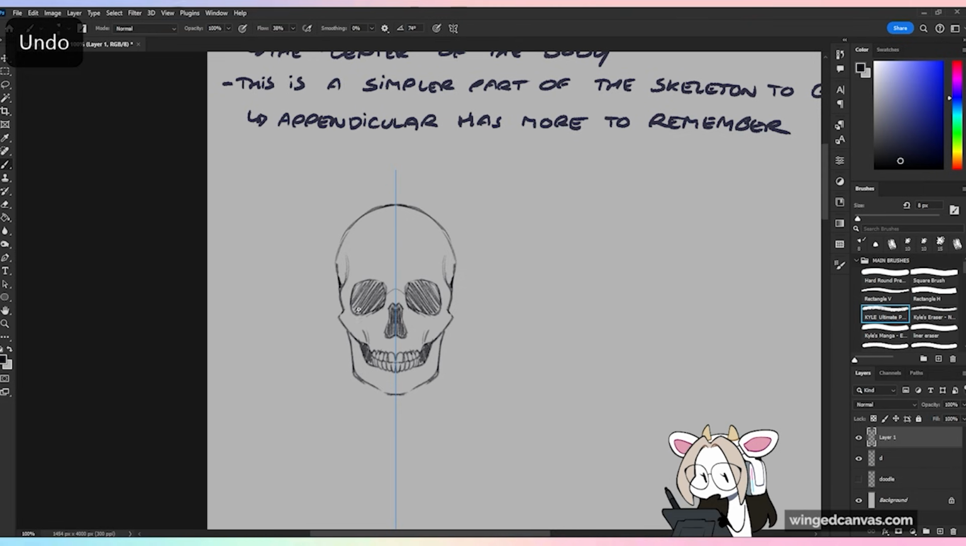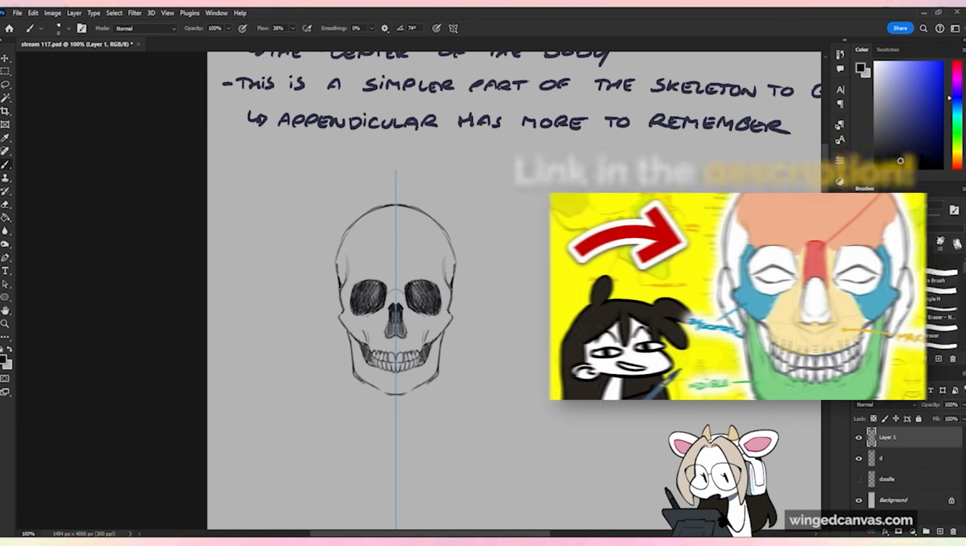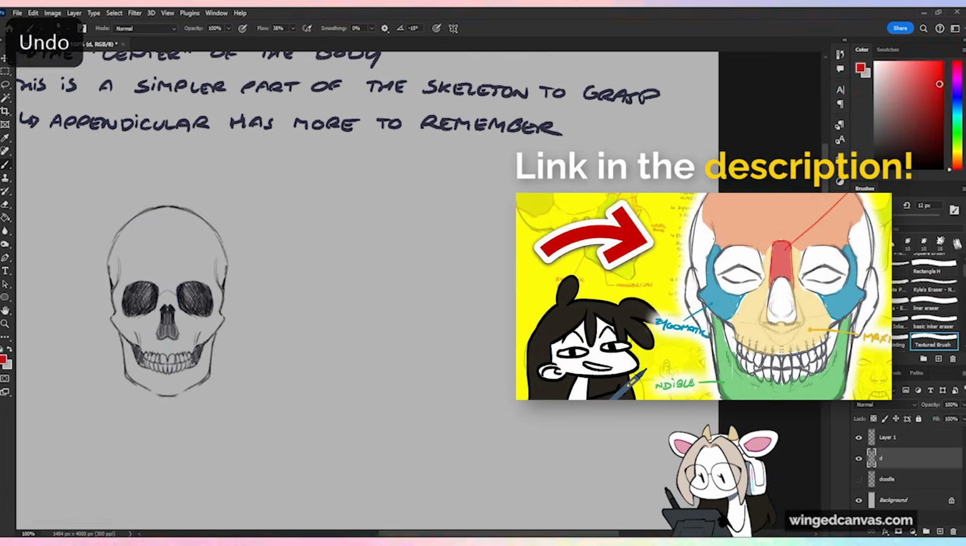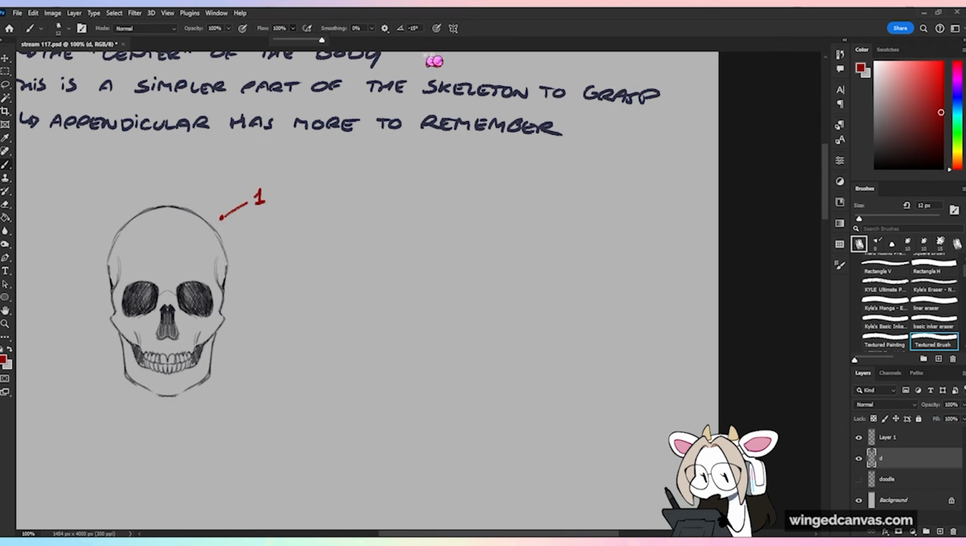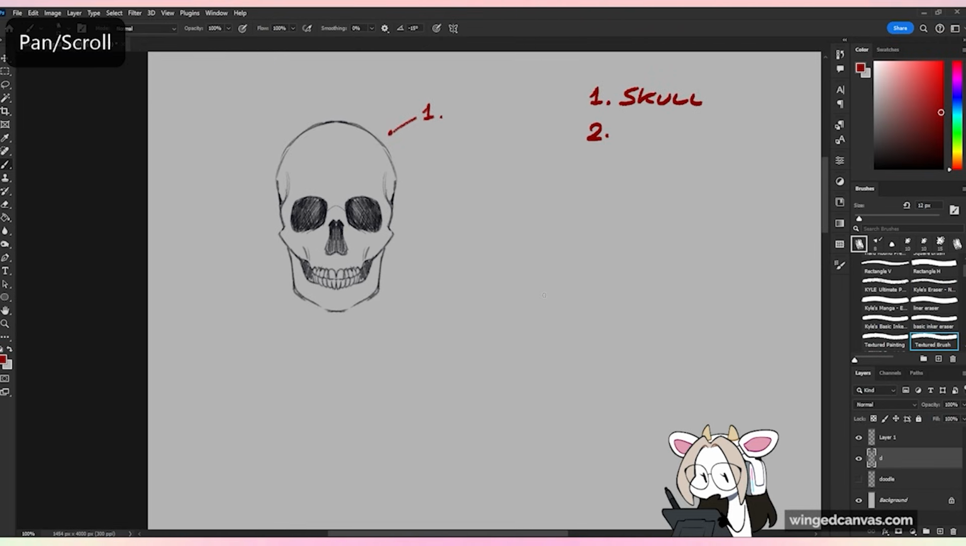But if you'd rather see a more thorough breakdown of how I draw the skull, you can check out the link in the description for our video on how to draw skulls. You don't need me to tell you, but I'm gonna tell you anyway. There really isn't anything else to say about it. It's a skull. There's nothing more to say about it. We know what a skull is, so we can move on.